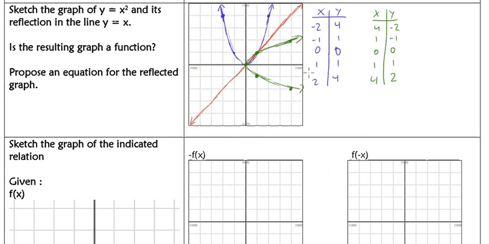So is this resulting graph a function? Hopefully you're looking at it and see rather quickly that no, this is no longer a function because it does not pass the vertical line test. If I plug in, for example, x equals 4, I get two different outputs. I get y equals 2 and y equals negative 2.